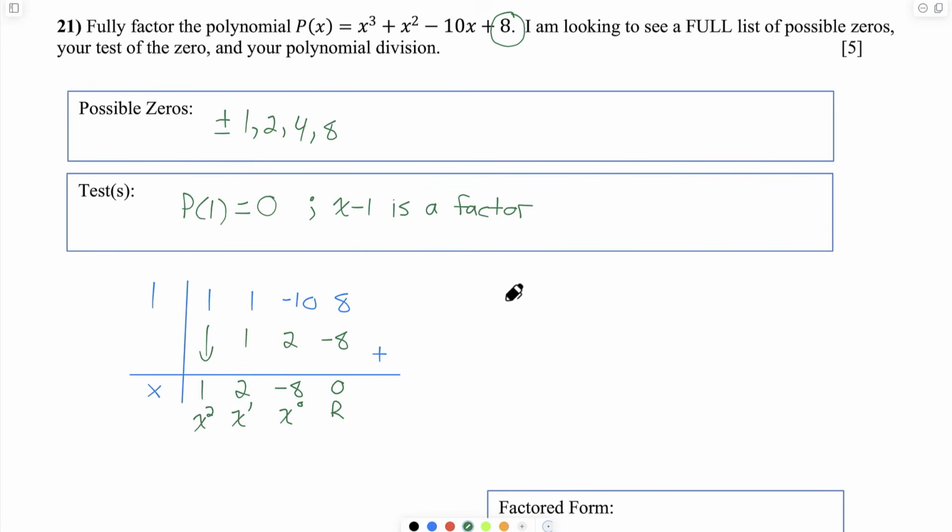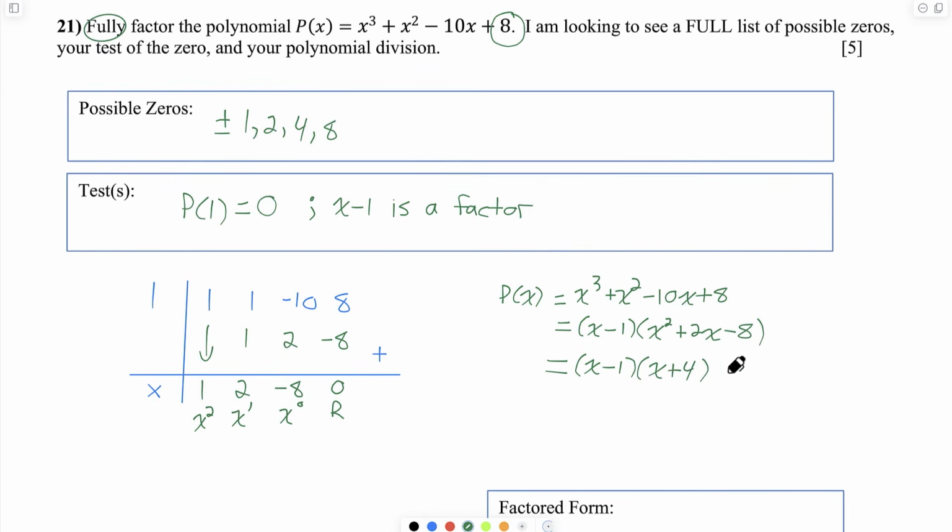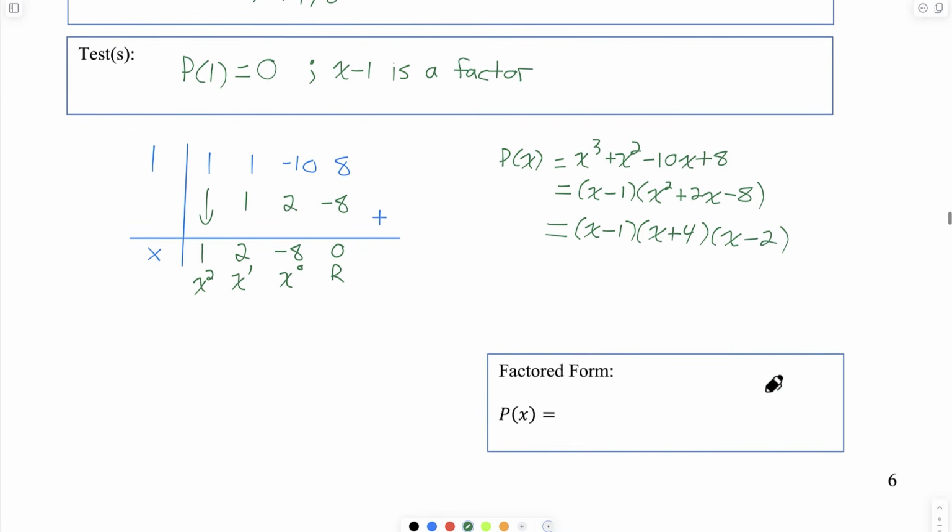So I can split the original polynomial into a product of the divisor times the quotient, right? This is just the multiplication statement form. So x squared plus 2x minus 8. And notice the question says fully factor, so I should look at the degree 2 factor, and it's a trinomial. I should try and sum and product factor it. There are numbers that multiply to negative 8 and add to 2. Those numbers are 4 and negative 2. So there's my fully factored form.